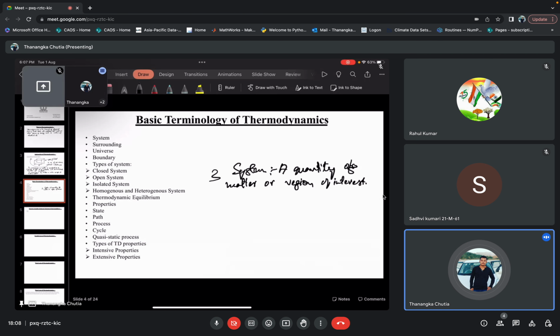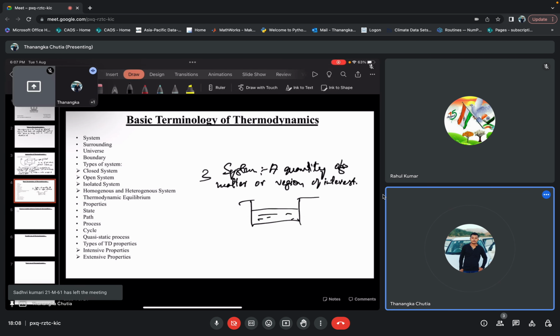Suppose I am boiling some water in an open container, and my concern is this water. That means I want to study the pressure, temperature, volume change, density change, mass change, whatever change, of this quantity of water.